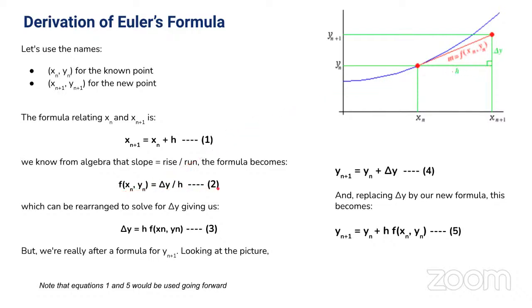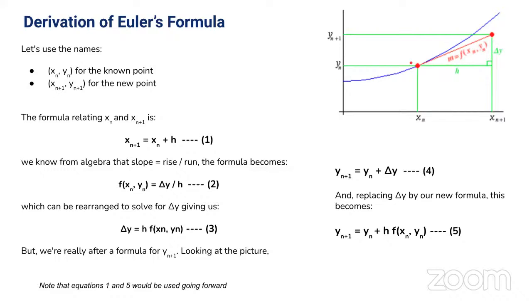given here. If we make our change in y the subject of the formula, we will see that our change in y is the product of our h, which is our step size, and the function of x and y. But what we're really looking for here is y of n plus 1. We want to know the new value of y after we have taken that step. So now y of n plus 1, also from this graph.